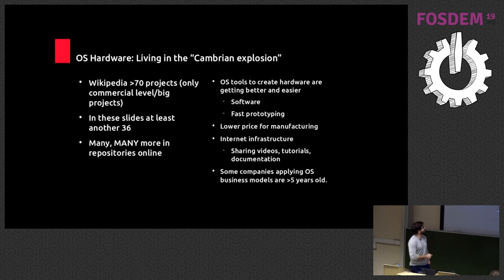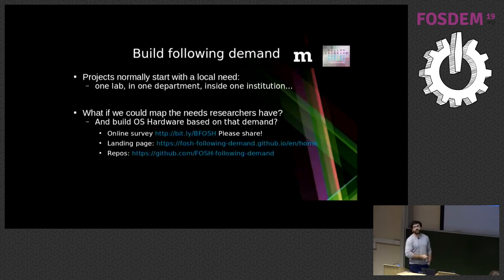Last but not least, last slide, this project that I'm doing with Mozilla and the Wikimedia Foundation. This started with this idea that projects like the FlyPi started with the local needs that we had, right? So inside one lab, in one department, in one institution, we have this one need for the FlyPi. So we spent all this time building this device, which is going to attend some of the population there for scientists, but not necessarily will have the biggest impact, right? So can we make a map of what researchers actually need, and actually, once we have the map, build open source hardware based on this map?